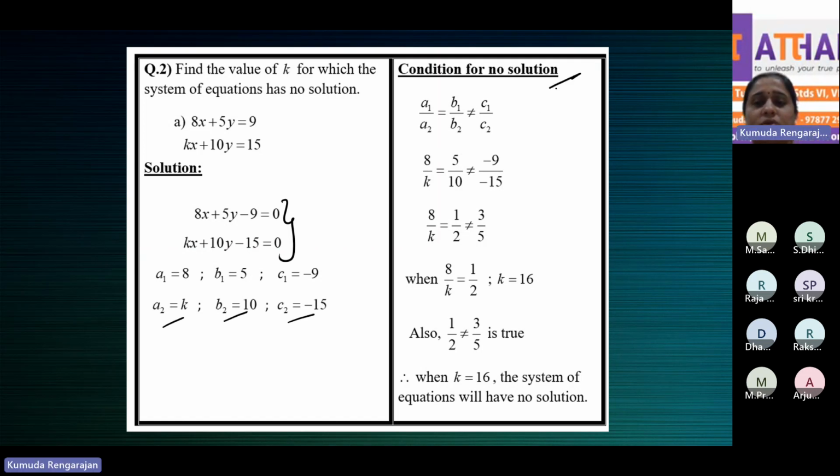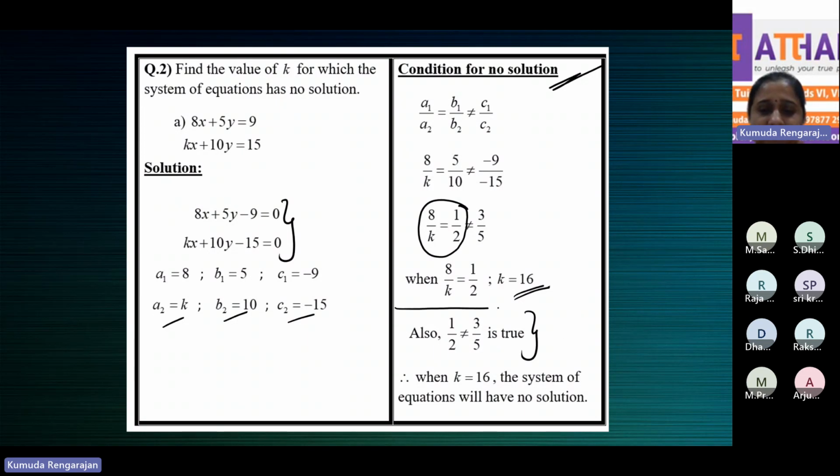Now the condition for no solution is a1 by a2 equal to b1 by b2 not equal to c1 by c2. Substitute the values, and you have to find the value of k. So equate these two, and you get k is equal to 16. What are we doing here? We're just checking that 1 by 2 is not equal to 3 by 5. Yes, that's correct. Half is not equal to 3 by 5 is true.